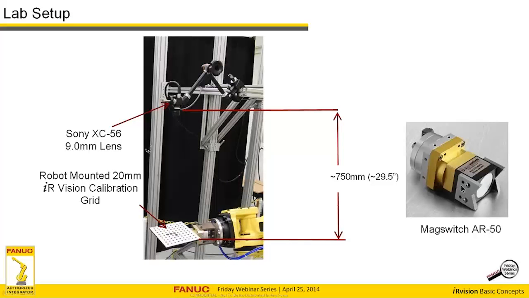And I'm using the mag switch, an AR50 mag switch, which is a pneumatically actuated rare earth magnet type gripper. We've been using a lot of these for bin picking applications with a lot of success, and it's pretty handy for what I'm doing here. As you can see, I just put my calibration grid on a piece of steel, and it holds on very nicely when you turn the magnet on.